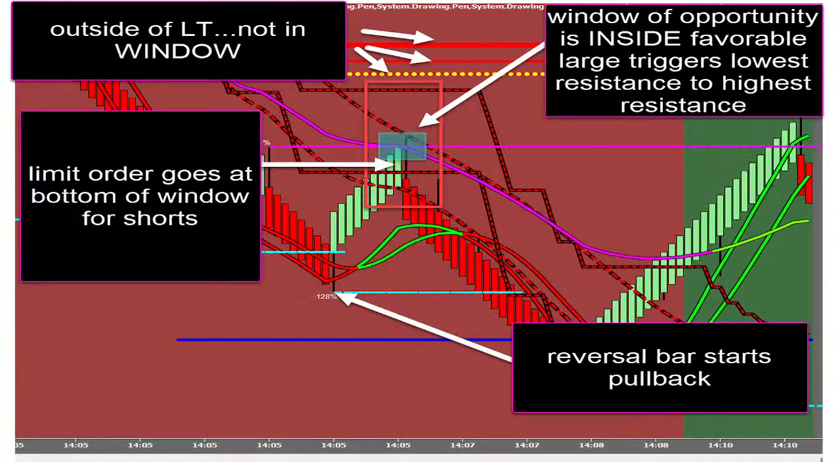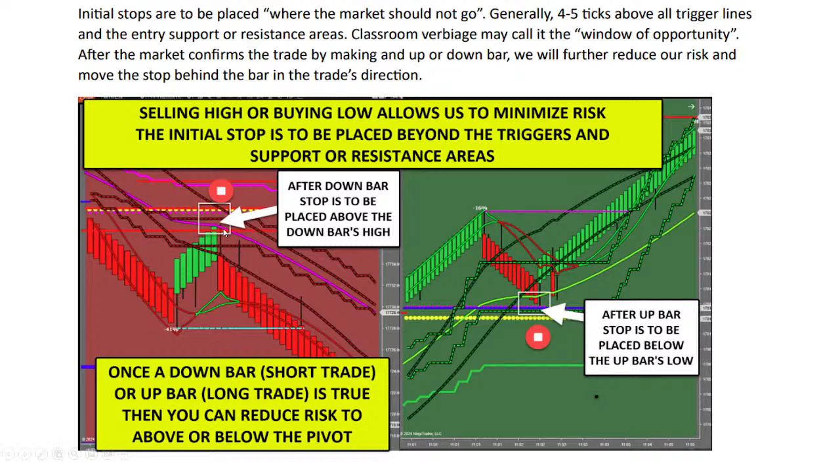Taking a trade because your gut says maybe it's going to go up or down isn't as effective as having a pattern that repeats itself every time. And the cool thing is, guys, these great entries are the first step in management. Getting your stop where the market shouldn't go, outside of that window of opportunity.